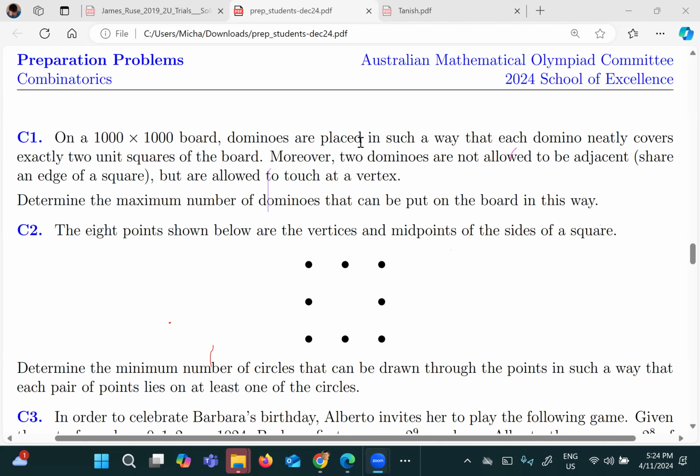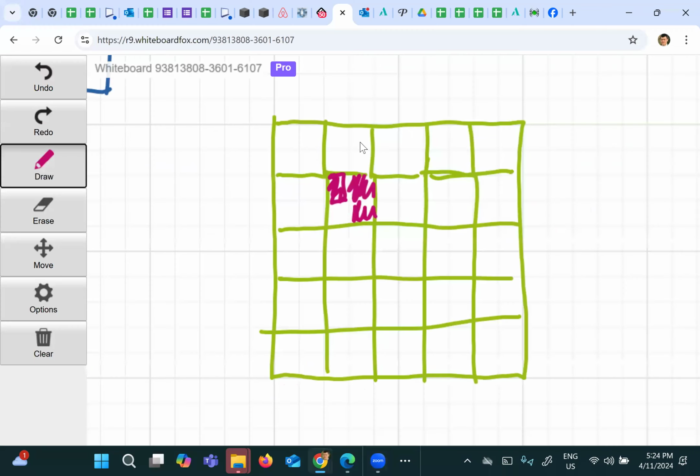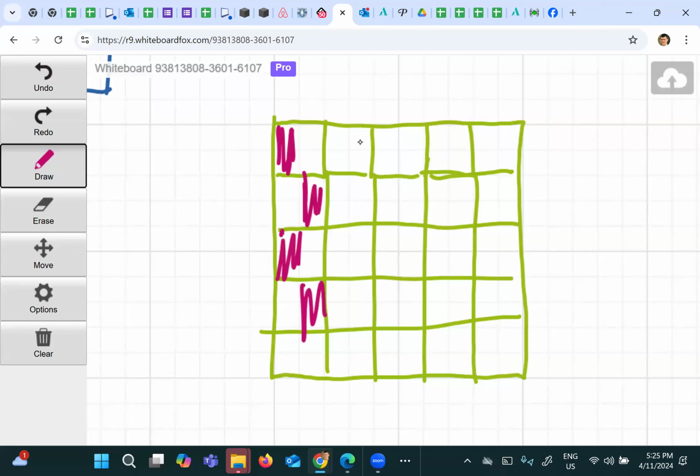Okay. So I guess quite obviously, we can tile the whole board with alternating dominoes, right? Since there's 1,000,000 cells and half of them will be used, you get 500,000 cells and therefore 250,000 dominoes, right? But the problem is, how do you know you can't have more than that?